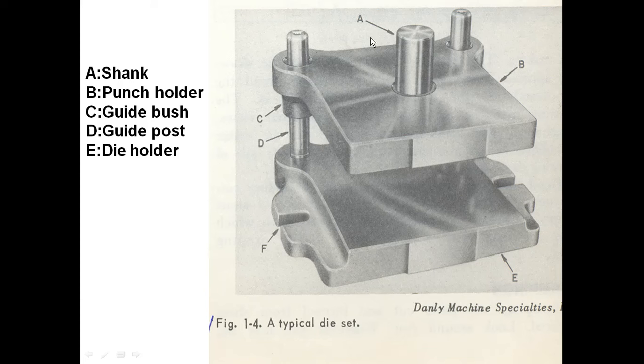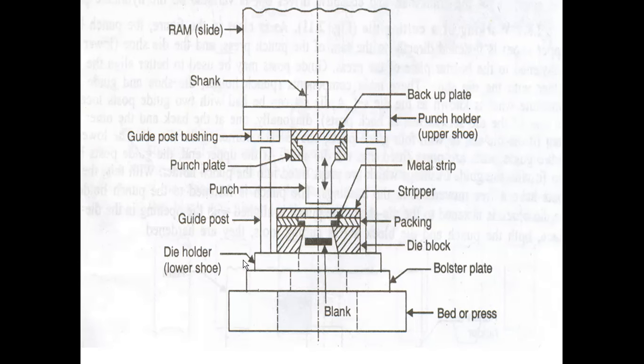The shank A may be an integral part of the punch holder, or it may be welded to the punch holder, or there may be a threading arrangement of this shank with the punch holder. Guide bush and guide post serve as guiding elements for the punch and the die. So this is actually the tooling or press working parts.